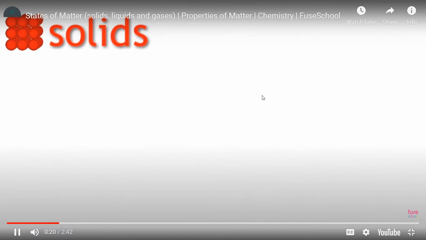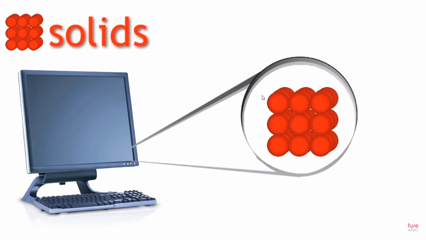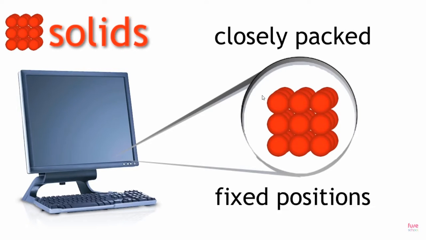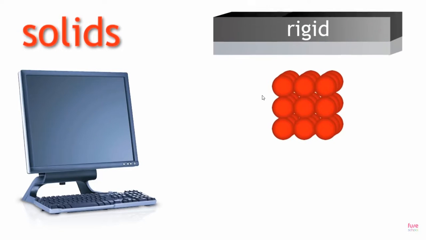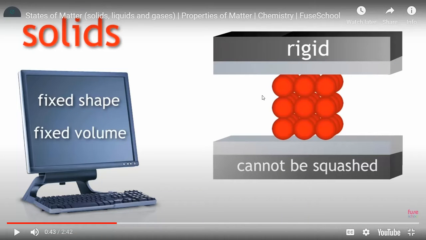Let us look at solids. An example of a solid is your computer. The properties of solids depend on how the particles in solids are packed. In a solid, the particles are closely packed in fixed positions and cannot move anywhere. So, solids are rigid, cannot be squashed or compressed, and have a fixed shape and a fixed volume. Remember, it cannot be compressed because there is no extra room in between those particles like there is in a gas. They cannot flow.